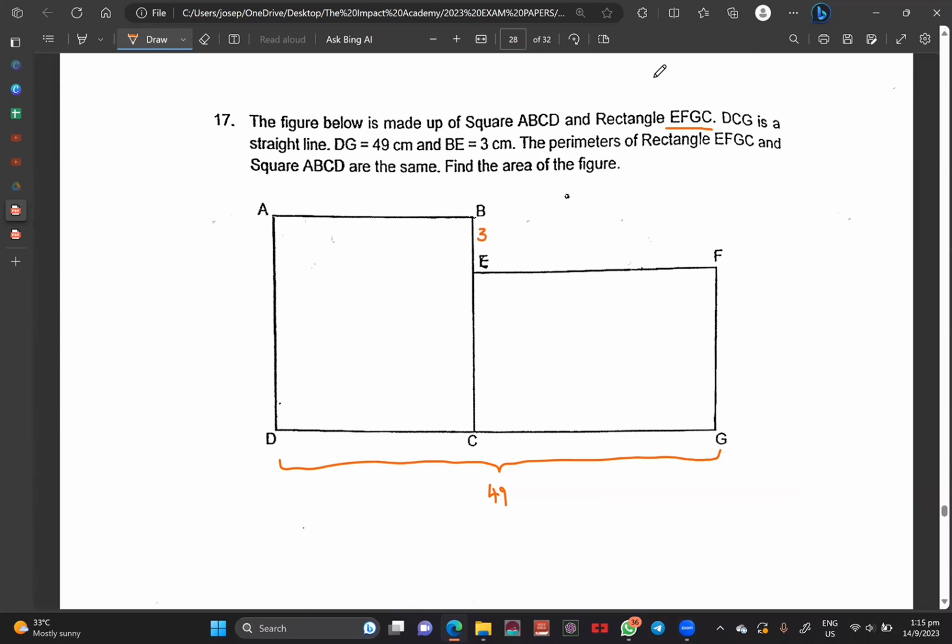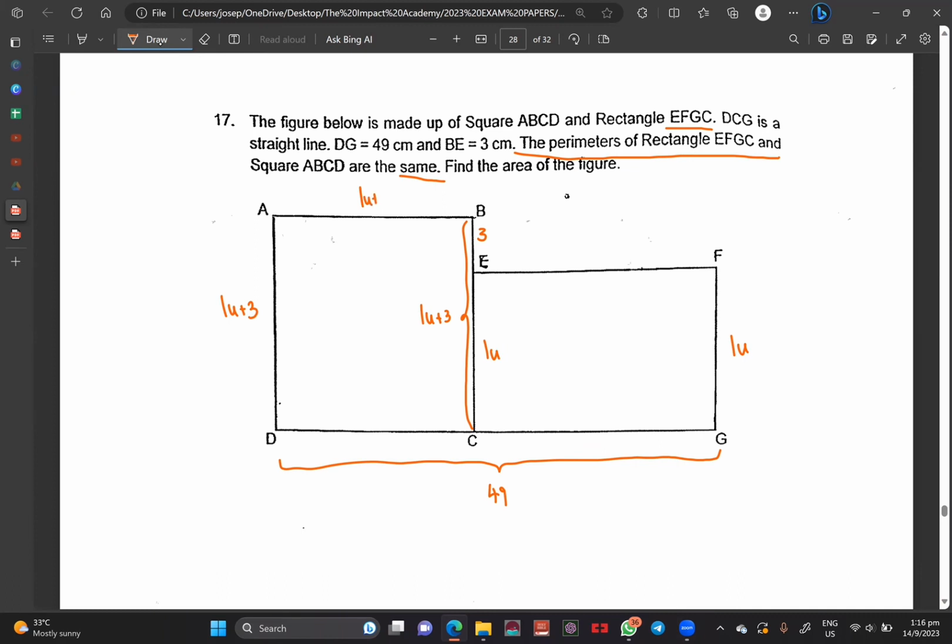Now, the good news is that the perimeter of rectangle EFGH and square ABCD are the same. So they have the same perimeter, but I do not know the measurements. When I am faced with a situation like that, I want to just write down 1 unit for the measurements. So I'm going to call this 1 unit, and this is also 1 unit. My square will then be 1 unit plus 3. That means this part is also 1 unit plus 3.